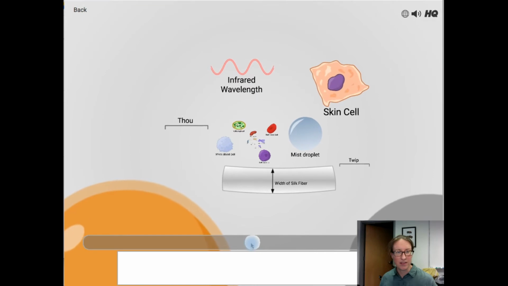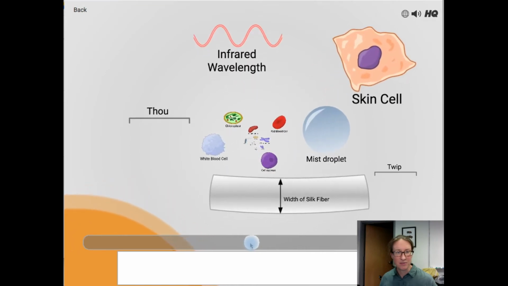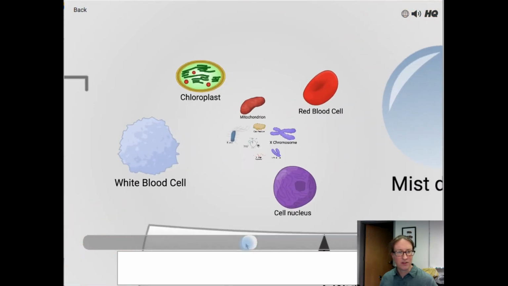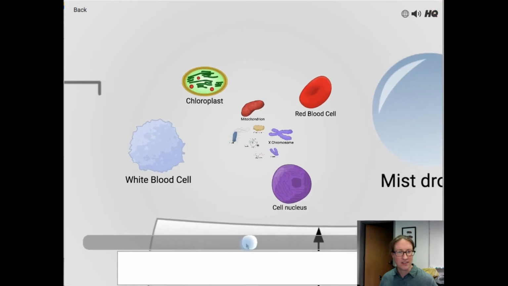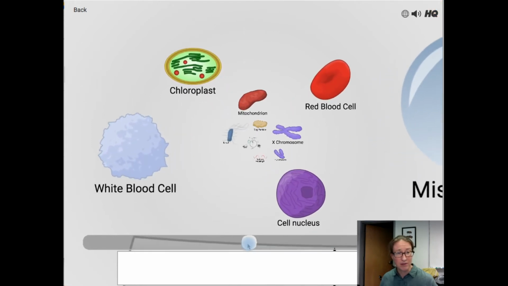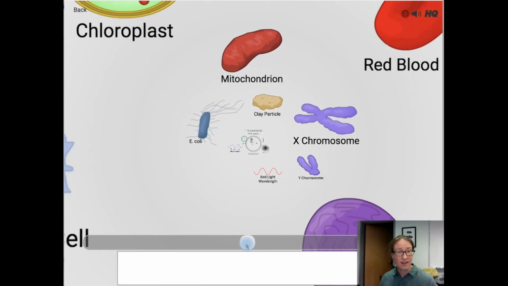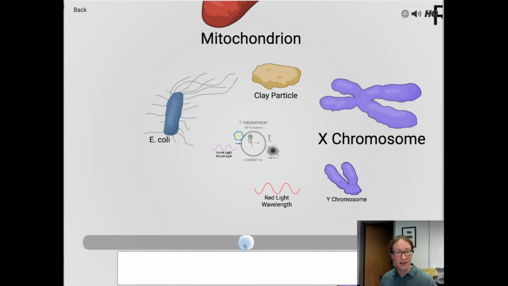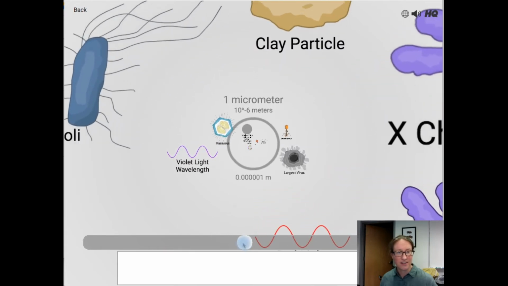And as we keep going in, here's some funny size units. Notice we're now at 10 to the negative 4.3 power. And we're seeing mist droplets, skin cells. And as we zoom in further, here's the size of a red blood cell and some structures inside of cells, the chloroplast and the mitochondria. And here's an E. coli, so one type of prokaryotic bacteria.